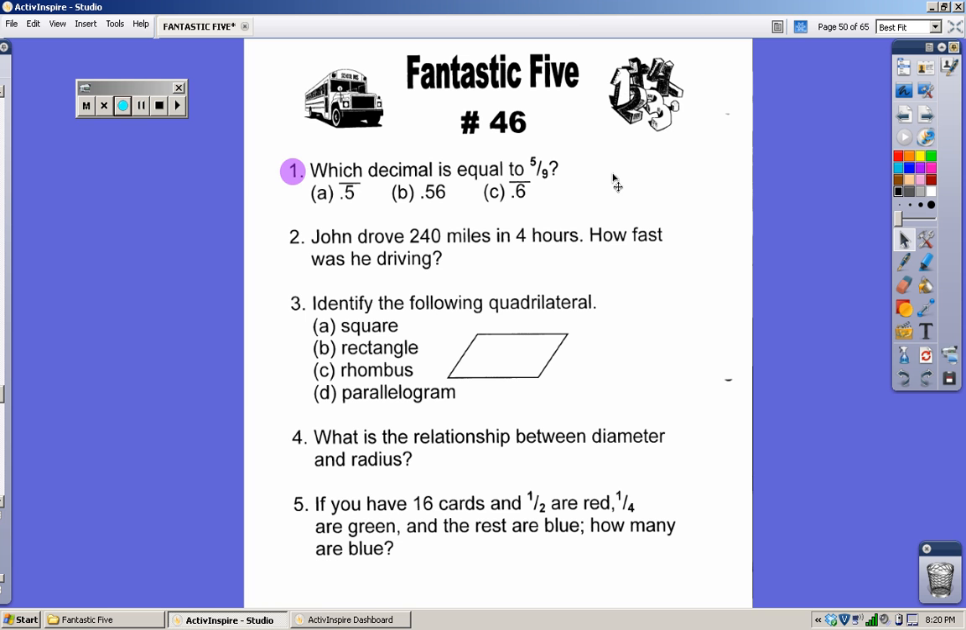And moving right up to our turning fractions into decimals. What fun this is. We actually are working with this right now.